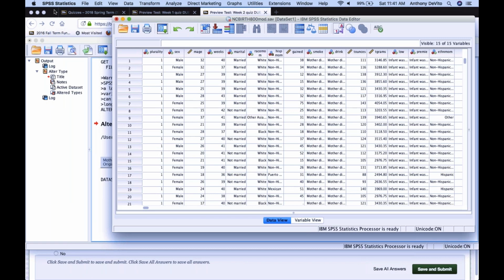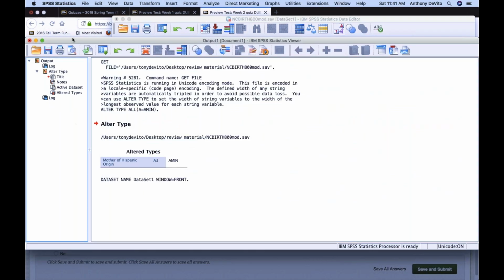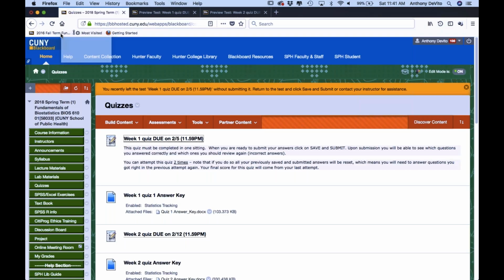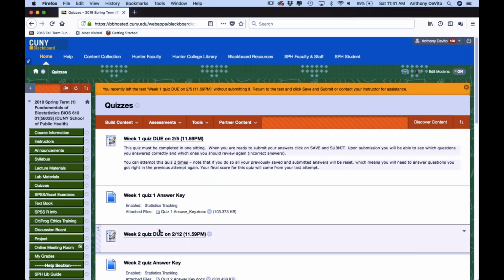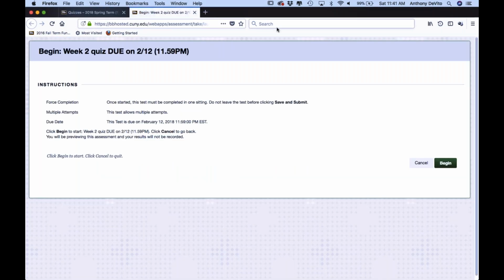Okay, so what did it ask us to do? I'm going to get rid of the output window. We're not going to need that for, whoops. Uh-oh, I think I closed the wrong one. Yep, I closed the wrong one. Let me go back in here.